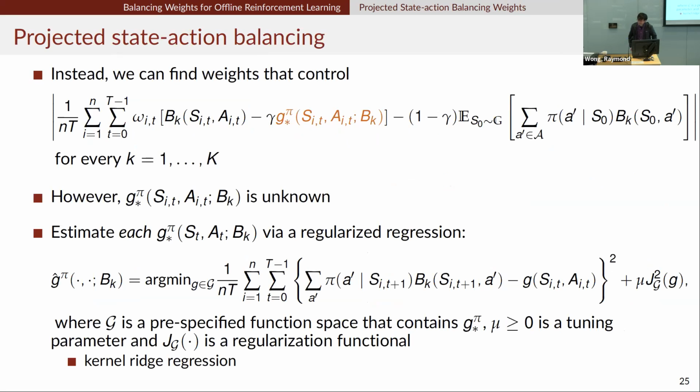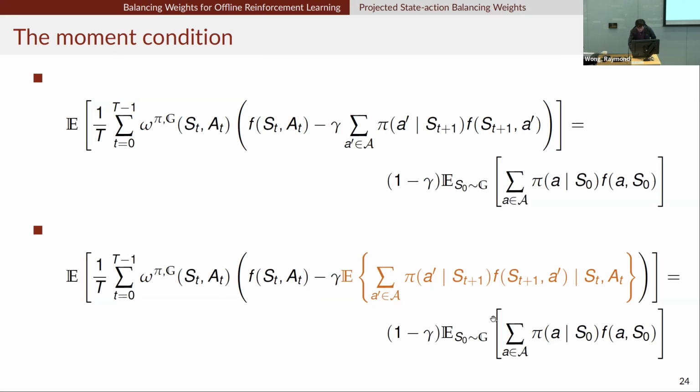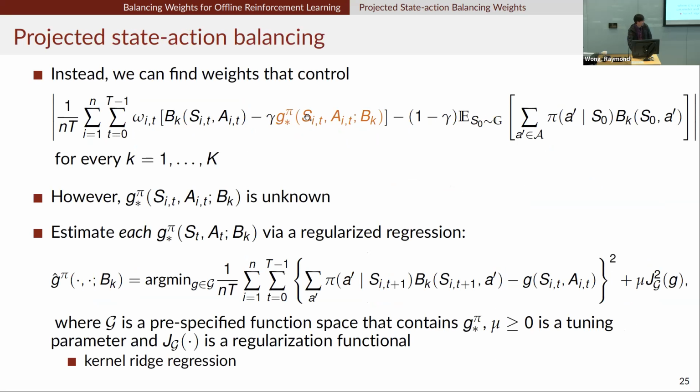So this term, we have given a notation for this before, though I didn't talk about that. I call it G star, which is actually exactly this term. So this is just notation, I didn't actually do anything tricky here. So now our goal is to find ways to control this balance instead of the original one. However, this G star is unknown. We don't know it. It's a conditional expectation, so it's just a regression problem. You can also call it a projection problem.